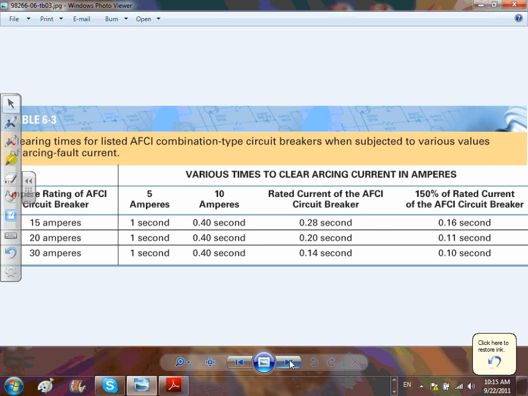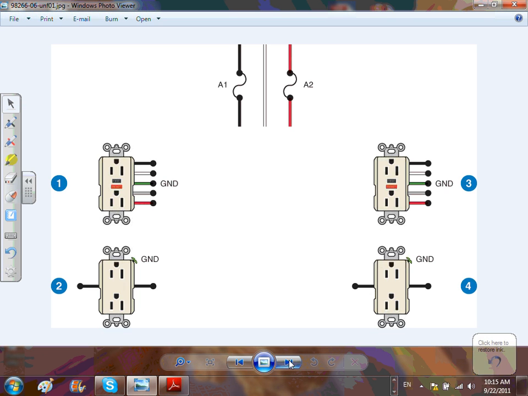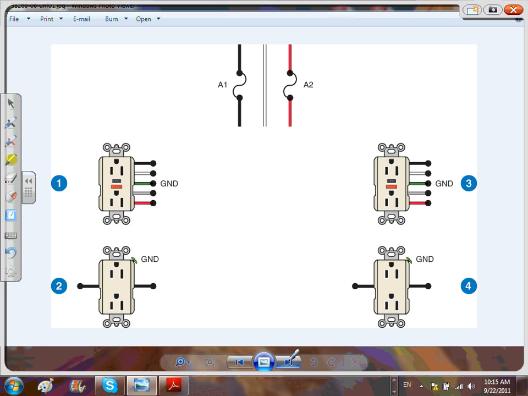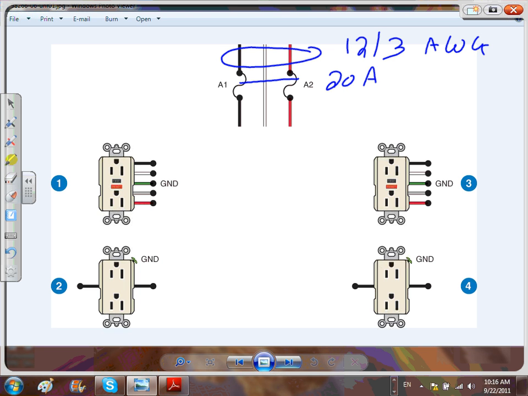Okay, we talk about that. The last thing, guys, I want you to help me wire this. Let's wire this together. I have two multi-wire branch circuits. This one is 12-3 AWG, and this one is 14-3.